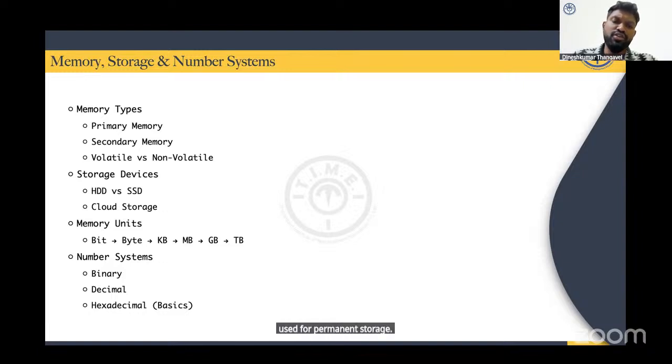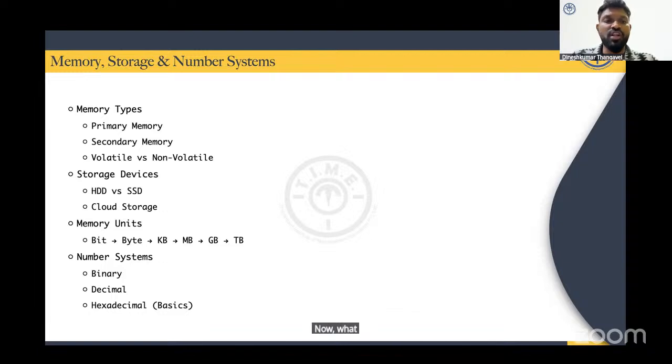In an exam aspect, people make mistakes in these areas. RAM is not a secondary memory, right? It is a primary memory. SSD is not a primary memory, it is a secondary memory. So oftentimes people get confused in these two areas.